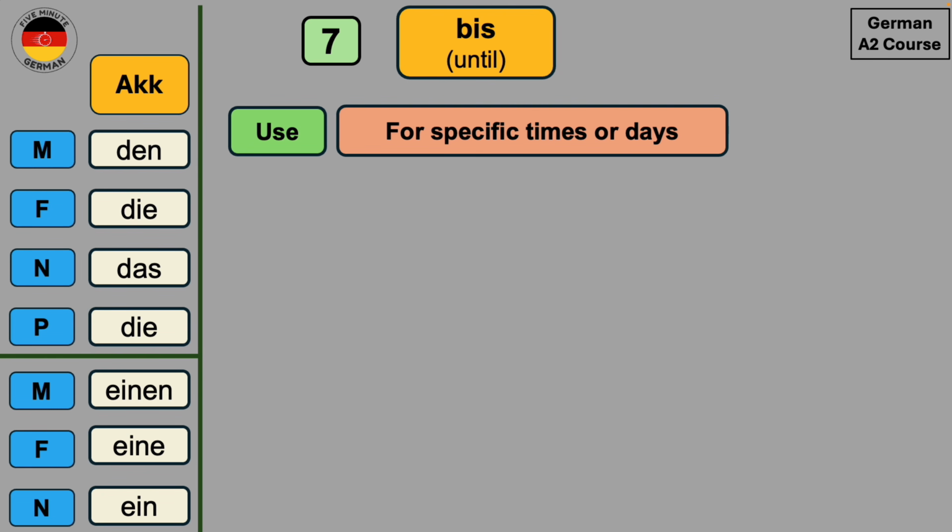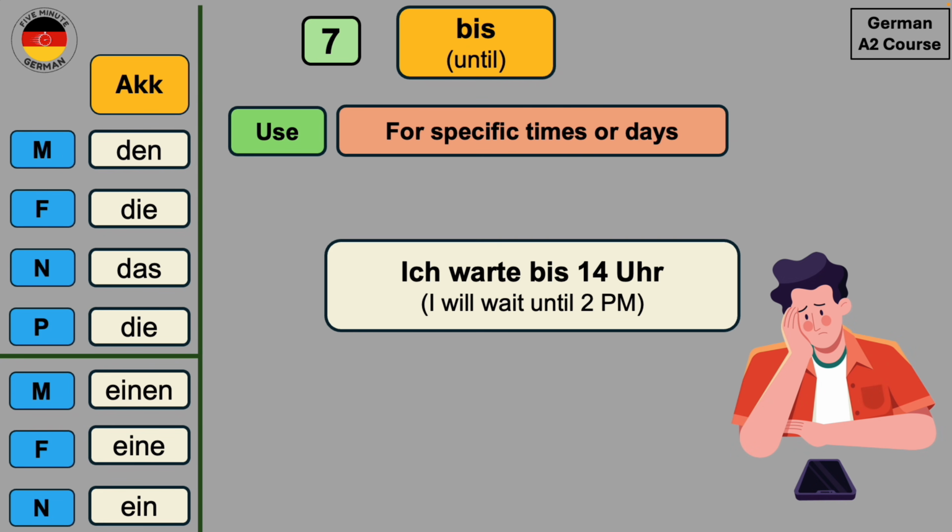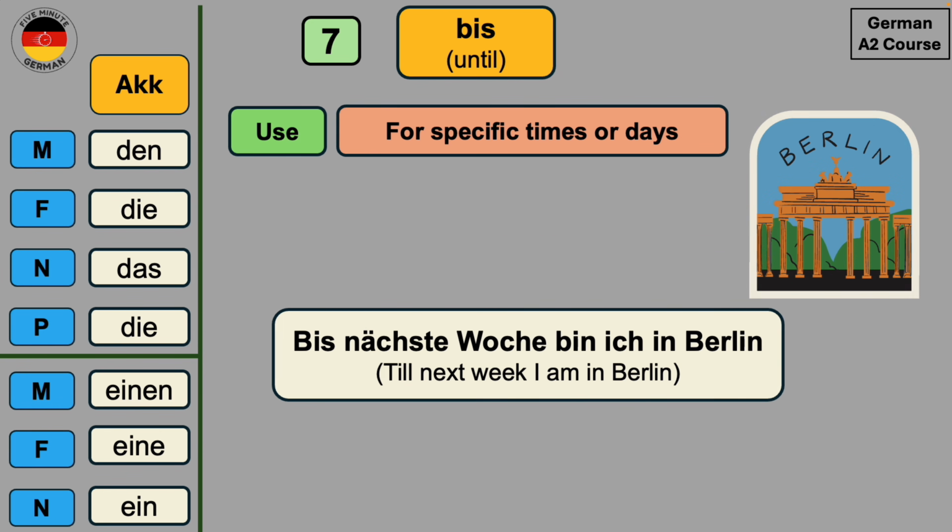That means until, and it is used for specific times or days. So I can say, Ich warte bis 14 Uhr. I will wait until 2 p.m. And since it is a time, that's why we don't use any article over here. Another example can be, Bis nächste Woche bin ich in Berlin. Till next week, I am in Berlin. So you see over here we have used bis nächste Woche to tell until which time we are in Berlin.